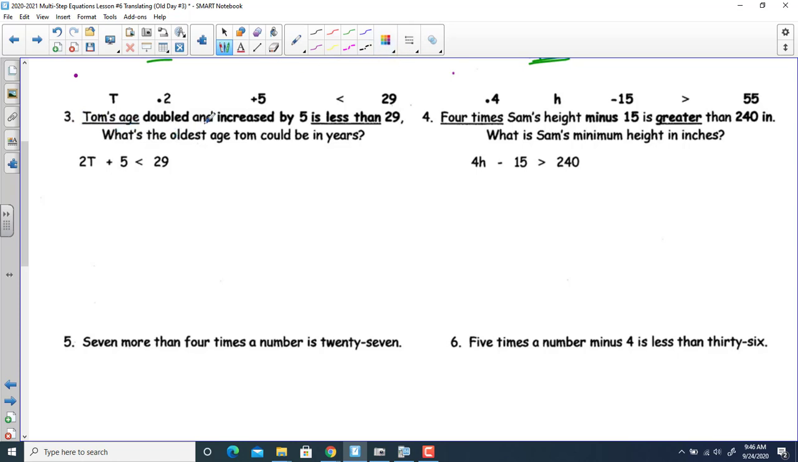Ladies and gentlemen, Tom's age doubled and increased by 5 is less than 29. What is the oldest age Tom could be? So this is a great little question. It's a great little tricky 6th grade question, maybe an average 7th grade question, but certainly pretty easy for you all.